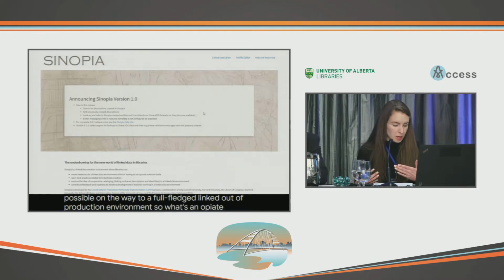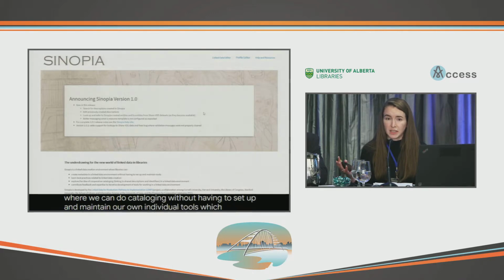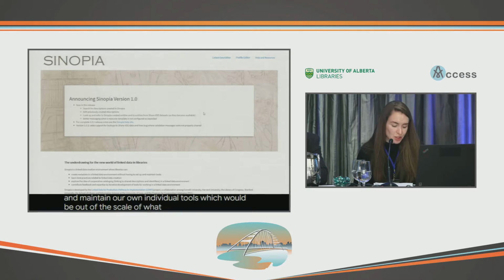What Sinopia is going to enable us to do and enable the other cohort members to do is have this linked data environment where we can do cataloging without having to set up and maintain our own individual tools, which would be out of the scale of what any individual library could do. It's also allowing us to learn and create best practices related to linked data creation for library resources. It is also going to allow us to explore that idea of cooperative cataloging, so linking to shared descriptions and identifiers, as well as continue to contribute feedback and our expertise to the iterative development of this editor.